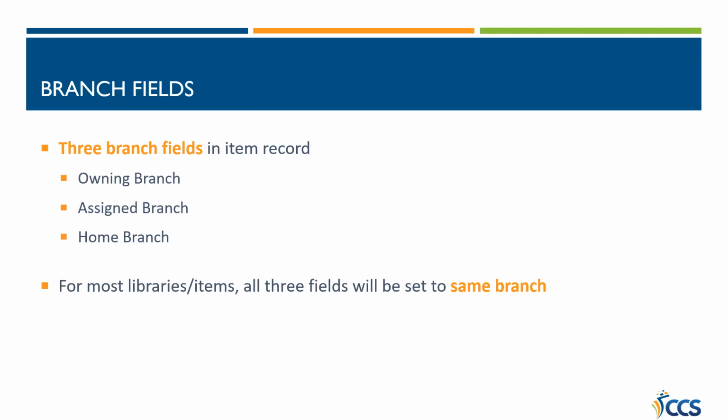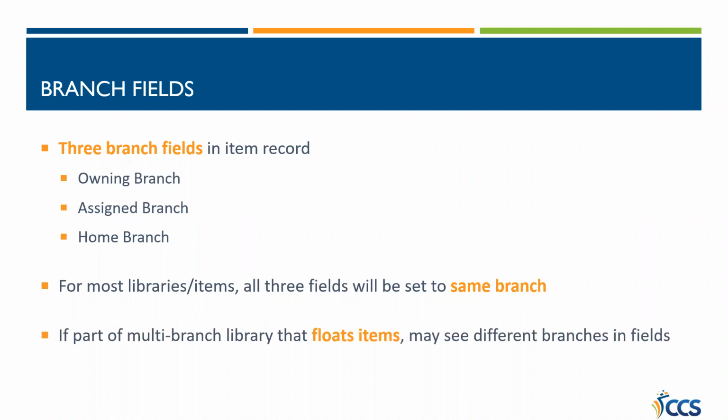Now, for the vast majority of libraries in CCS, these fields will all be pointing towards the same location. If you are part of a multi-branch library, especially one that floats items, you may see different branches in different fields.